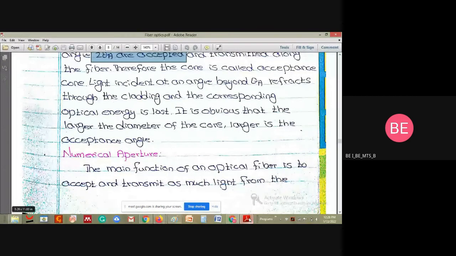Yes, ma'am. Yes. So that is what you call the acceptance angle.